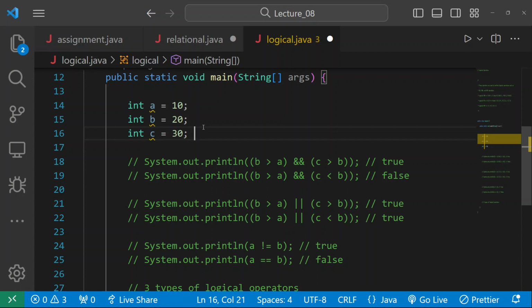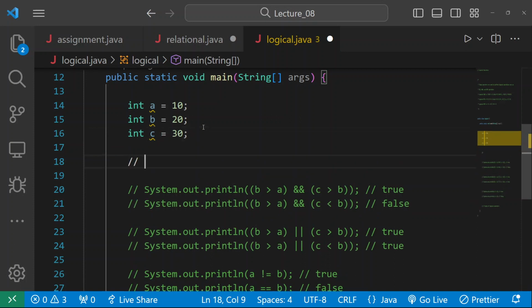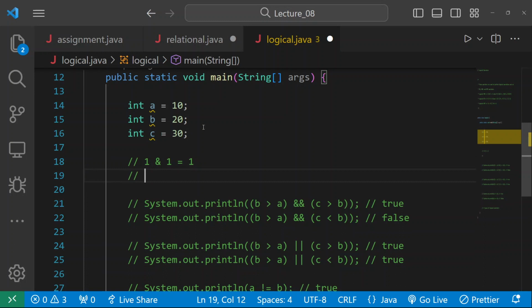As we have learned the bitwise, simple thing I have mentioned here, that also I have explained with the example. 1 and 1 will be your what? Anyone? What will be 1 and 1? 1. Remember this concept, okay?